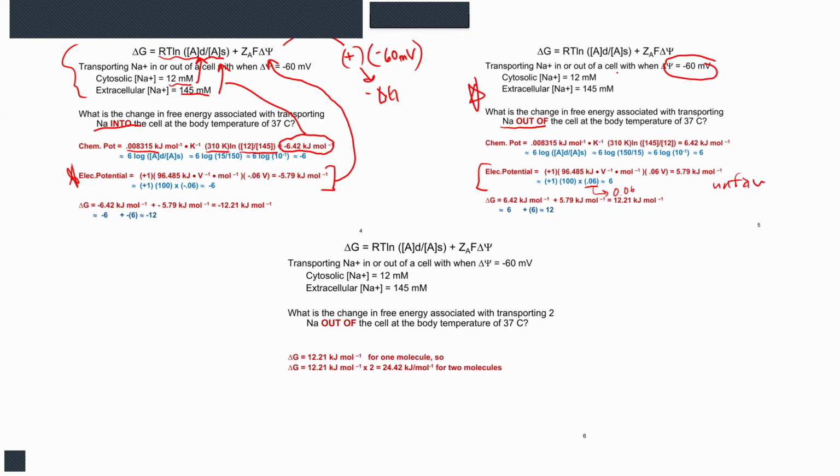Well, then, what else is different? Our concentrations. Our source is now the cytosolic concentration of sodium. Our destination is the extracellular concentration. So that's 145 over 12. So that too is unfavorable.